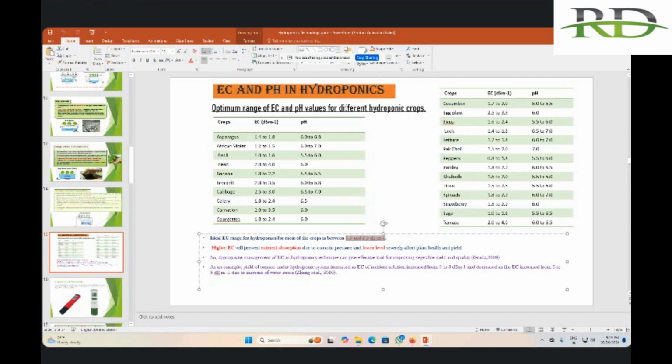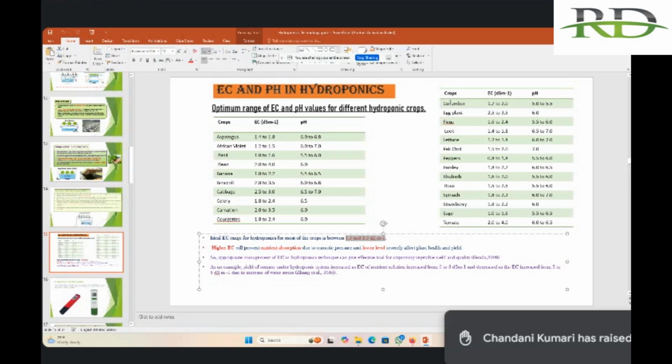And this table, which is shown here, is showing the ideal EC and the pH value of all the crops which can be grown in hydroponics. Okay.